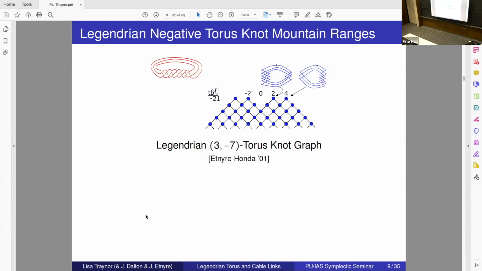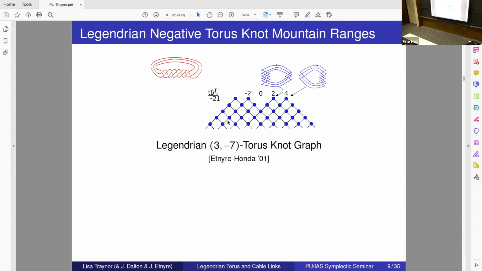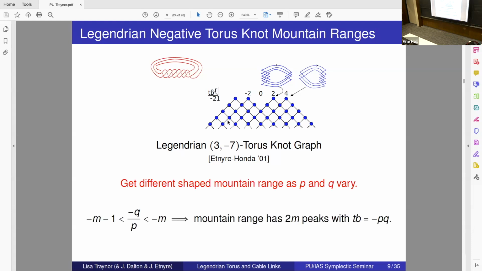Right, the previous page was Q positive. So as long as Q is positive, it'll have a single peak. But when Q is negative, or when I put a minus sign here, it'll never have a single peak, except when P equals 1. So there's always these special cases. In this case, I have 4 peaks, but in general, if you look at this fraction minus Q over P, and you sandwich it between integers, that's telling you how many mountain peaks you'll have.